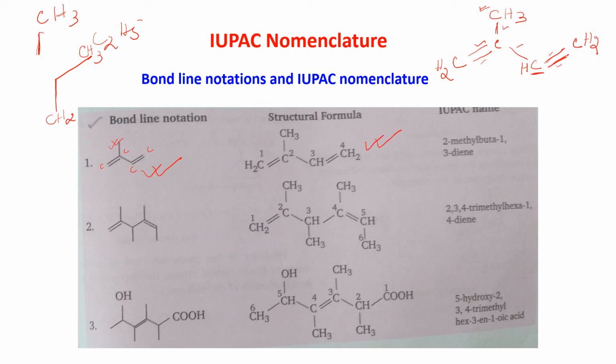Now look at this. It is the same thing that I have got. Now the name of this compound is 2-methyl-buta-1,3-diene.